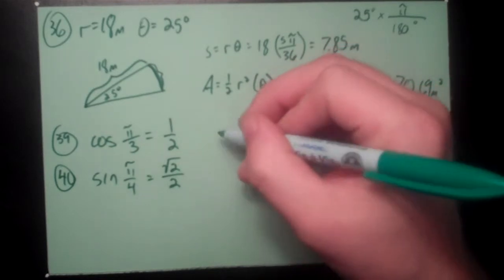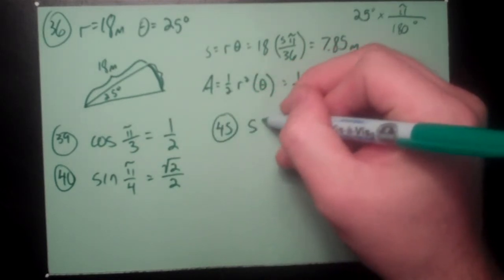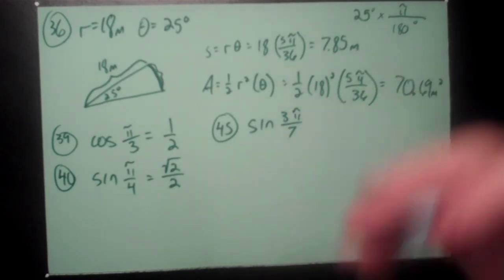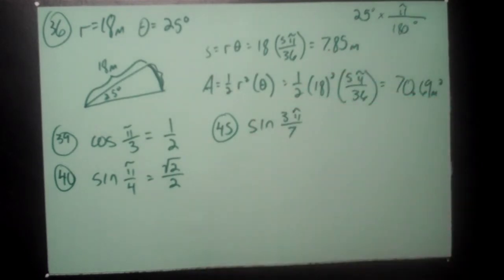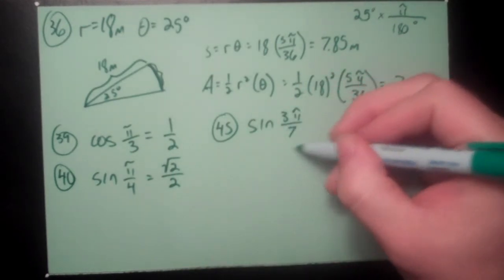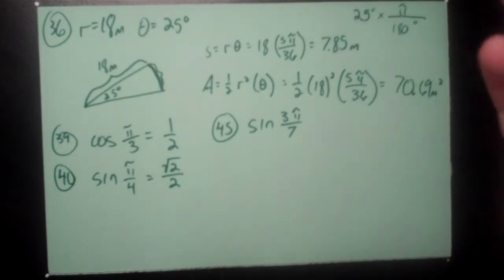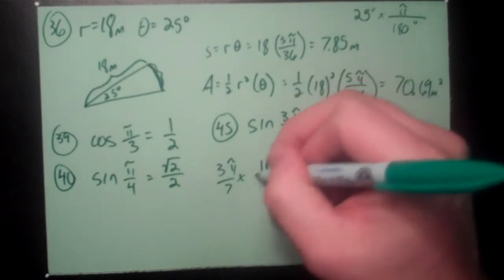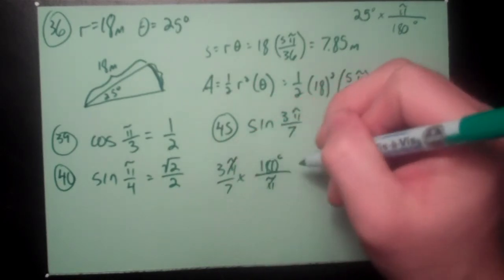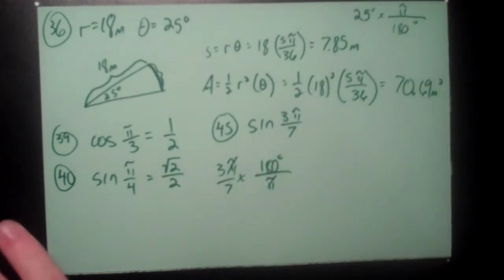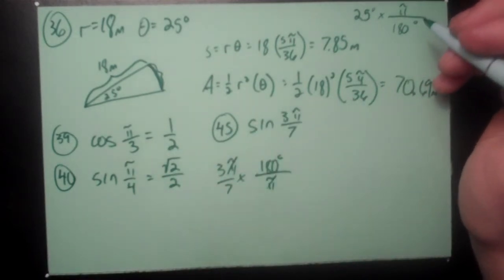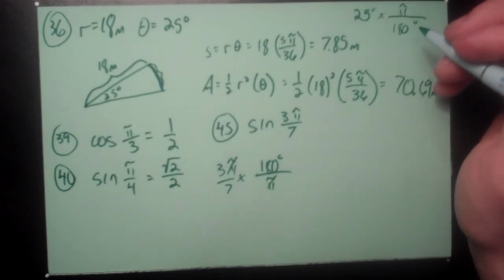Now, how about number 45? The sine of 3 pi over 7. If I look at the drawing that I made, I don't see that, and also I don't see anything that's over 7, right? And if I convert, let's convert this to degrees. 3 pi over 7 times 180 over pi. That cancels those out. And let's just do that. 180 times 3 over 7. That's 77.14 degrees. I don't know what that is. I don't know anything about 77.14 degrees.